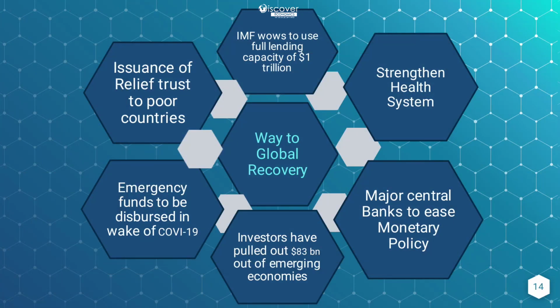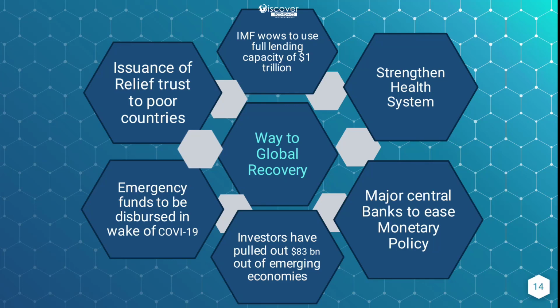The IMF wants to use its full lending capacity of $1 trillion. The IMF vows to strengthen the health system of the entire world, and it emphasizes that major central banks should ease monetary policy so that investors have confidence, have more money with them, and could bring injections into the economy.